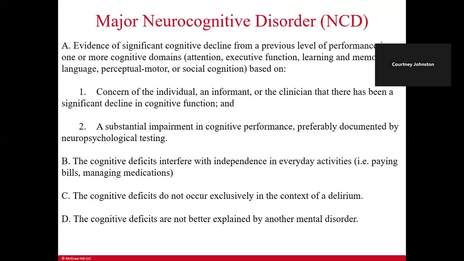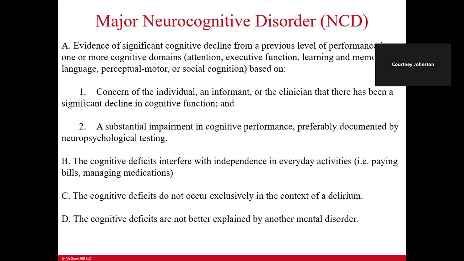Okay, so in regard to major neurocognitive disorder, we talked about some of the symptoms or things that you might see with it, but for the criteria to be diagnosed with a major neurocognitive disorder, or major or mild, as we'll talk about with the specifiers, there has to be some sort of evidence that there is decline from a previous level of performance in at least one of the cognitive domains that we just talked about. And this is going to be based on either the individual who is experiencing it being concerned, maybe a family member, a sibling, somebody in their life is concerned, or a clinician or a doctor is concerned and has noticed that there has been a significant decline in cognitive function.